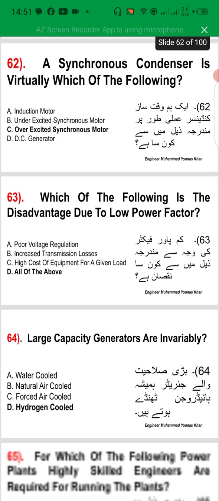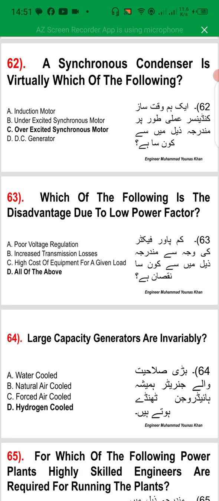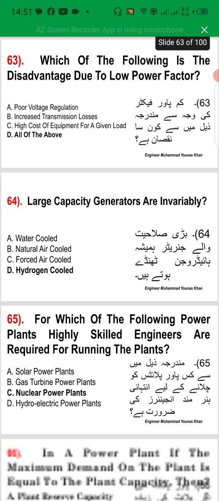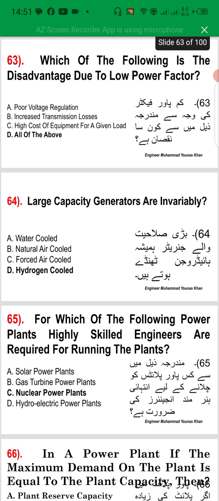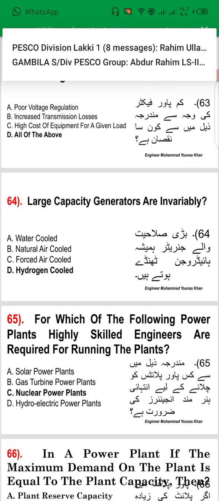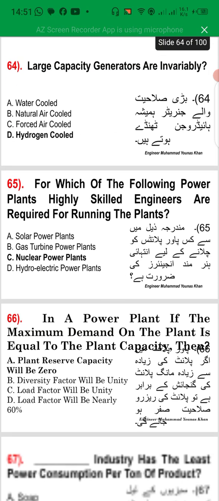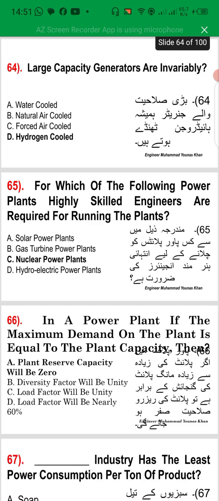A synchronous condenser is virtually which of the following? An over-excited synchronous motor. Which of the following is the disadvantage due to low power factor? Poor voltage regulation, increased transmission losses, high cost of equipment for a given load.